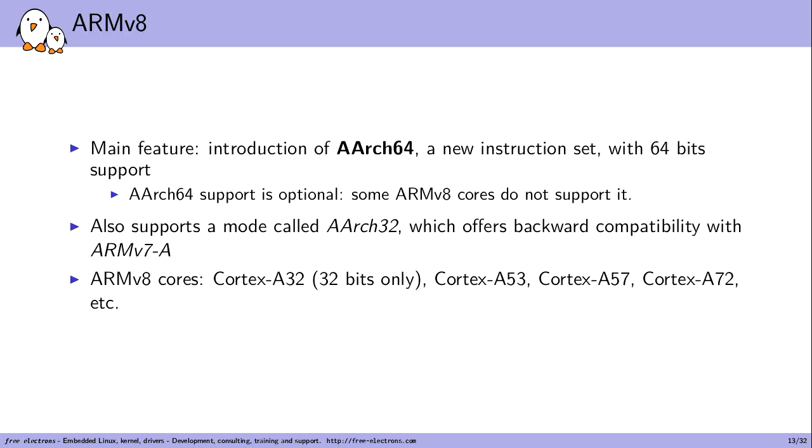More recently, I would say, but it's still a few years back, ARMv8 was introduced. And the main big feature of ARMv8 is obviously the introduction of AArch64, which is a new 64-bit instruction set. It's actually optional, so you can have an ARMv8 SoC that doesn't support 64-bit. But ARMv8 also introduces a number of other improvements, but AArch64 is the main one. They kept another mode called AArch32, which offers backward compatibility with ARMv7A. This allows you to run ARMv7 32-bit applications on ARMv8 or even a full 32-bit system on ARMv8. So there are a number of ARMv8 cores like A32, A53, A57, A72, which are currently the high-end ARM cores that you can find.